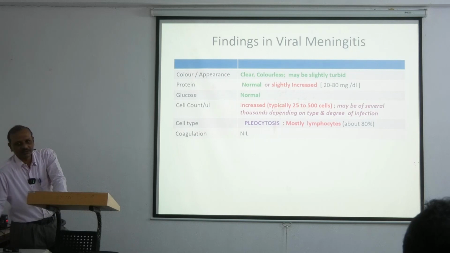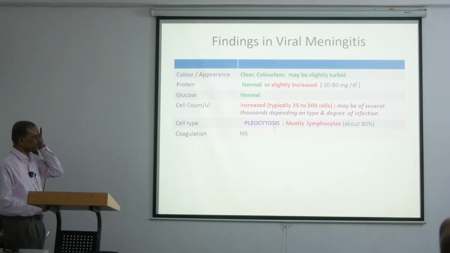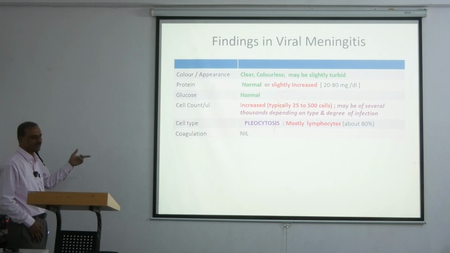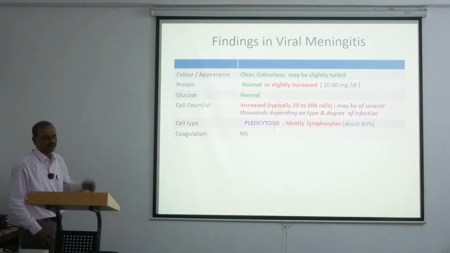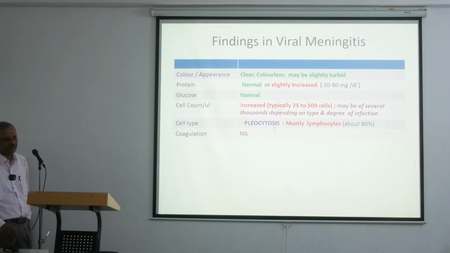Glucose is normal, about 60% of the normal blood level. Cell count is increased, but typically within 25 to 500, though if it is severe, then it will be more also. Cell type is mostly lymphocyte. In viral meningitis, protein is increased and sugar is almost normal, because the virus will not be able to consume glucose. And the number of cells is also less.